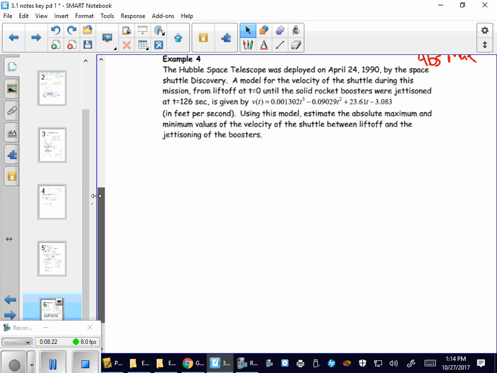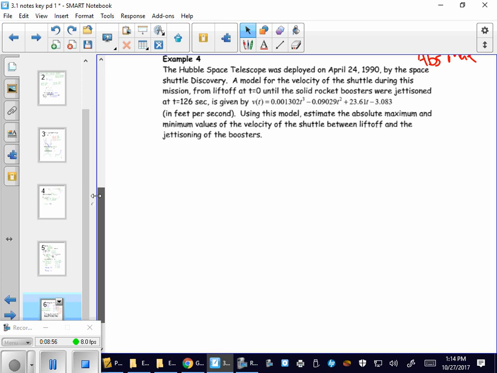A model for the velocity of the shuttle during the mission from liftoff at t equals 0 seconds until the solid rocket boosters were jettisoned at t equals 126 seconds is given by that messy looking velocity function right there. And that is actually the velocity function that they came up with based upon the actual velocity of the shuttle during its liftoff from those two times. And hopefully you guys have at least seen enough TV or whatever to know when the rocket boosters were jettisoned, it's those big boosters on the side that come flying off once that shuttle gets high enough.